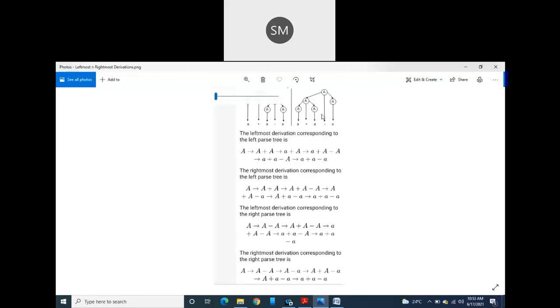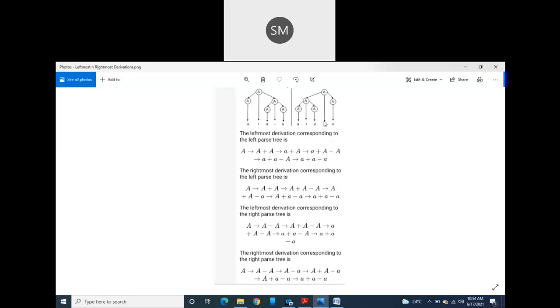Now you concentrate on this right side diagram, the parse tree. So here for this one, the leftmost derivation will be like this. You can observe here this diagram. So this leftmost A is derived as A plus A. First this A is derived as A minus A, and this leftmost A is derived as A plus A, and this A is A plus A minus A. So for this right side parse tree or syntax tree, the leftmost derivation will be like this. A is deriving A minus A.